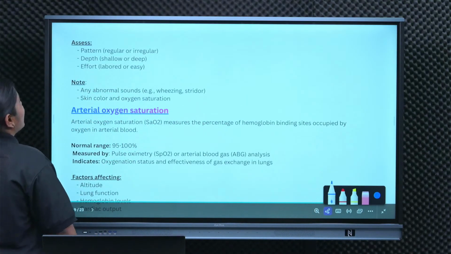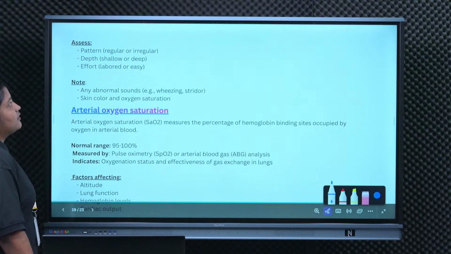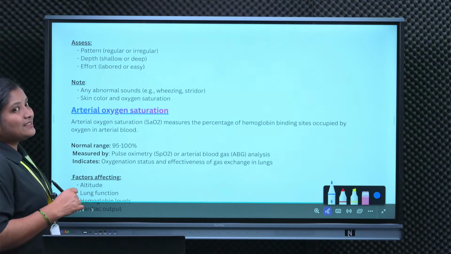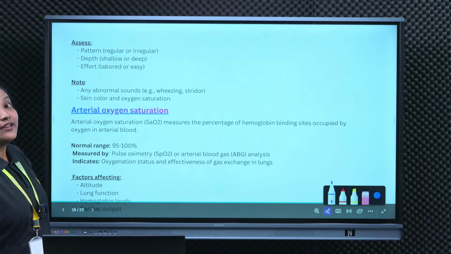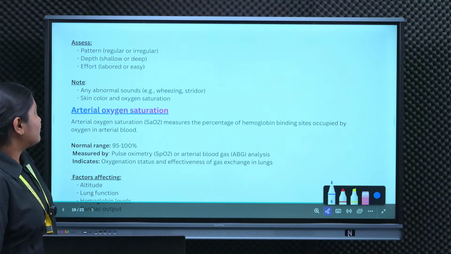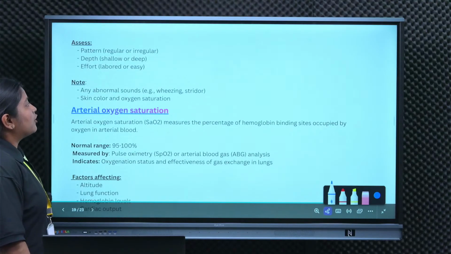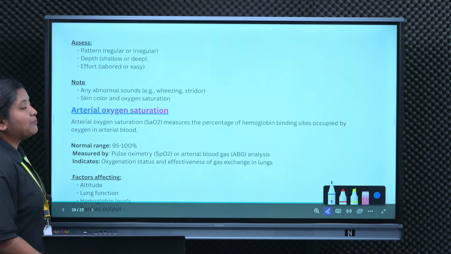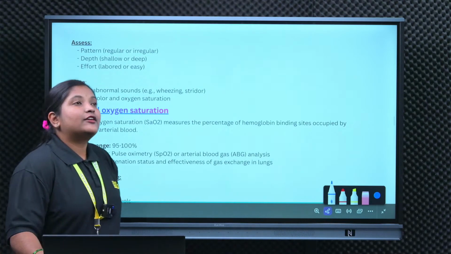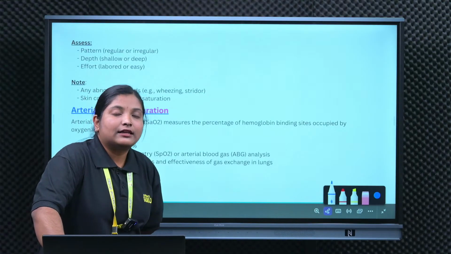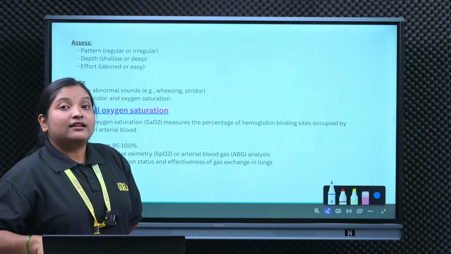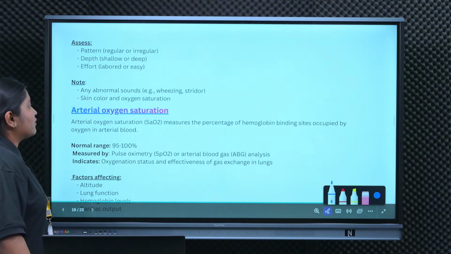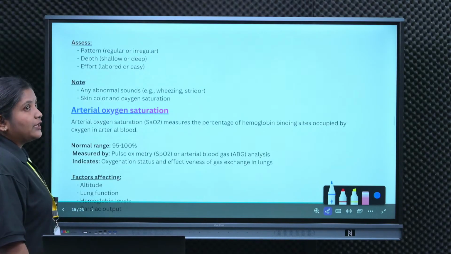Next we can see what to assess: the pattern, regular or irregular, deep or shallow, and effort, okay. Whether the person is able to breathe easily, or is putting in effort to breathe, we have to see that. Note any abnormal sounds like wheezing or stridor, okay. If you have asthma and the like, a sound will come while respirating, so you have to observe for that. Skin color and oxygen saturation you have to check thoroughly, okay.